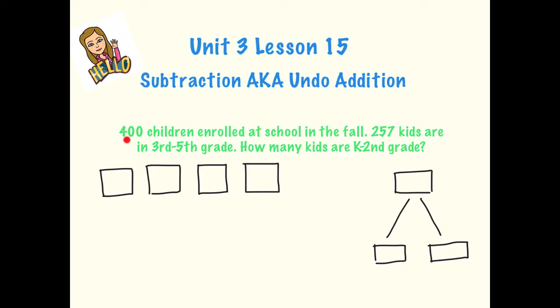This one says, 400 children enrolled at school in the fall. 257 kids are in 3rd through 5th grade. How many kids are in kindergarten through 2nd grade?